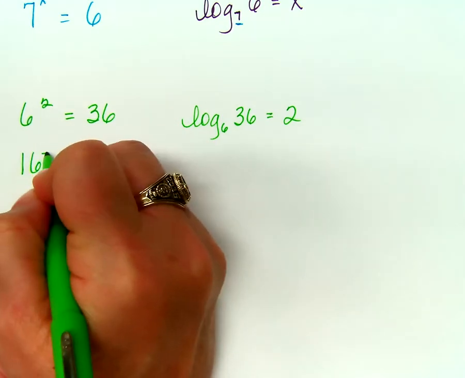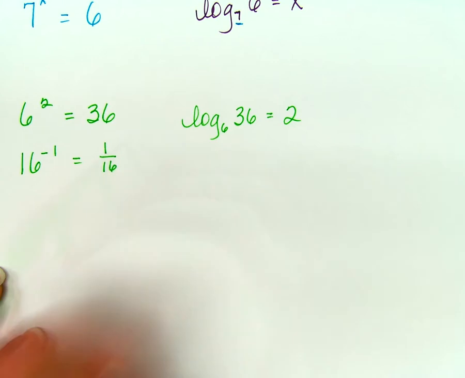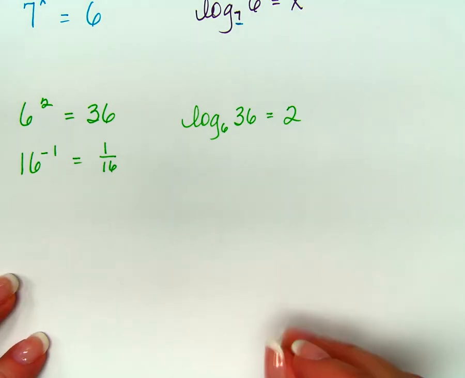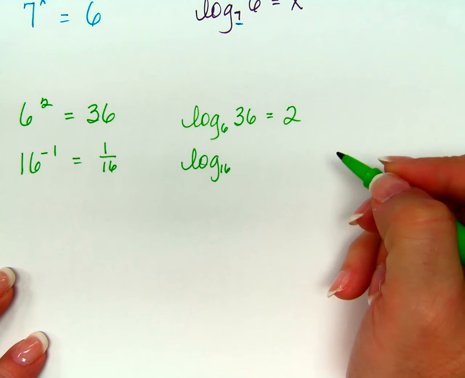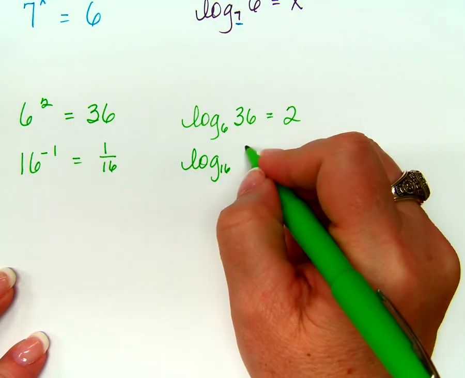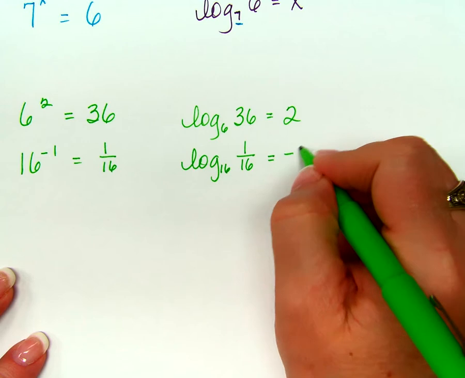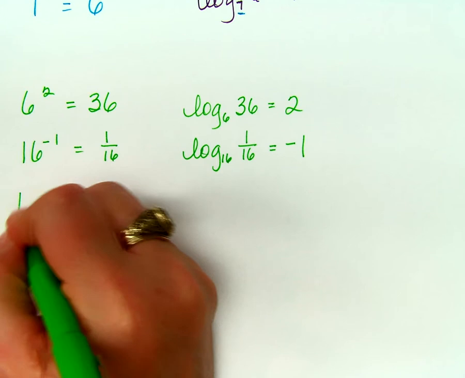Okay, try this one. 16 to the negative 1 power equals 1 over 16. Somebody who hasn't tried one of these yet. Log base 16. Good. 1 over 16 equals negative 1. Right or wrong? Good job. Okay. Let's try one more.